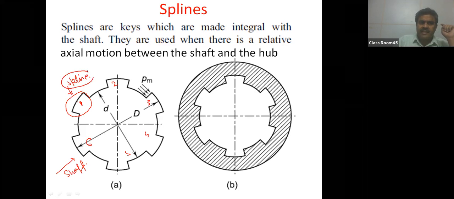So this spline is now working as a key. Key is used for transferring the power from the shaft to the hub. So this is the shaft. On the shaft, we have cut these splines. The number of these splines depends on the power to be transmitted. So here 6 splines are there.